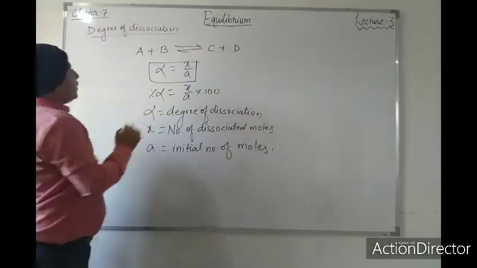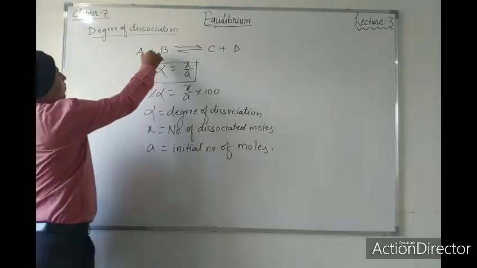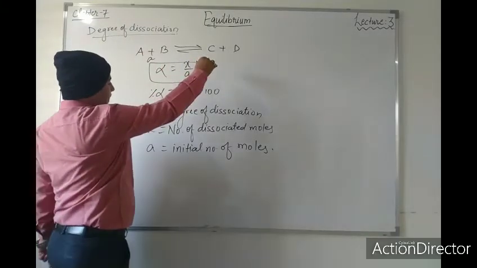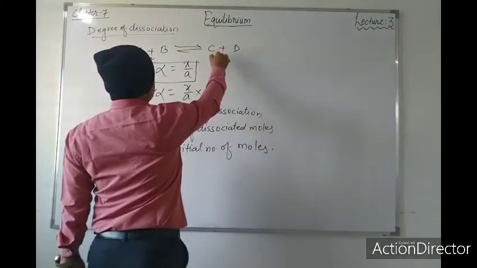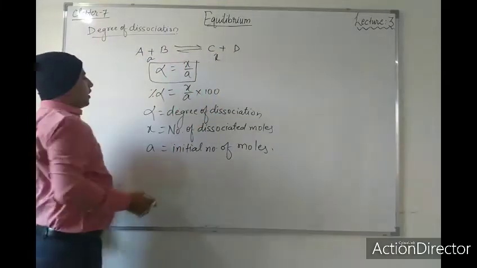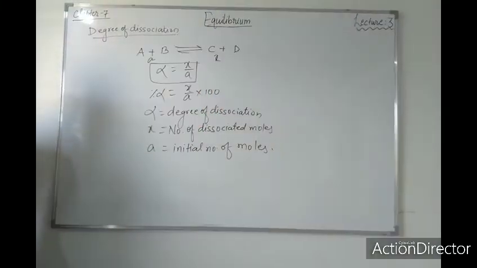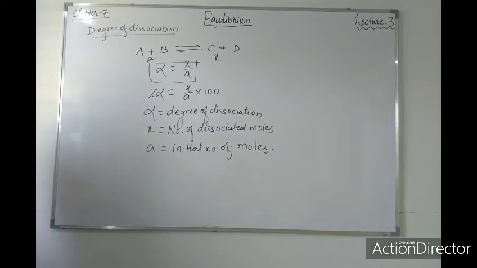So here the degree of dissociation, just suppose the initial number of moles was A and the number of moles dissociated has been x. So here the degree of dissociation will be x by A, and the percentage of degree of dissociation will be x by A into 100.